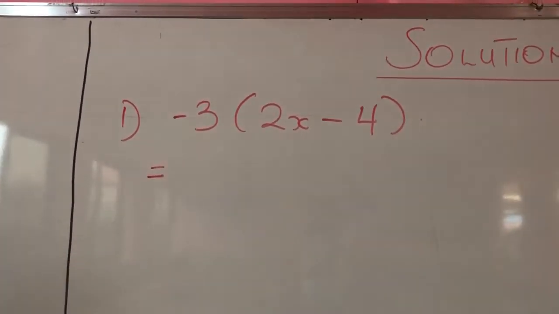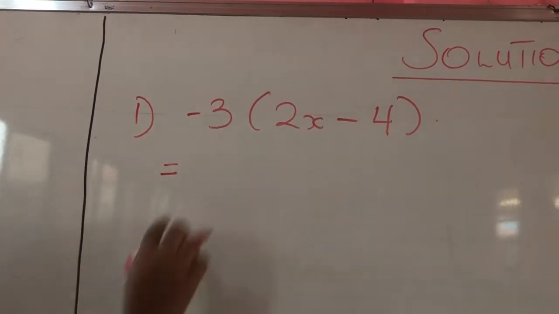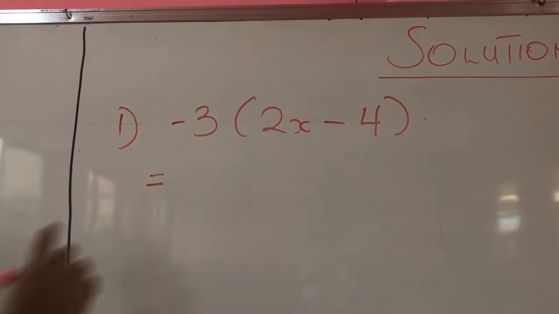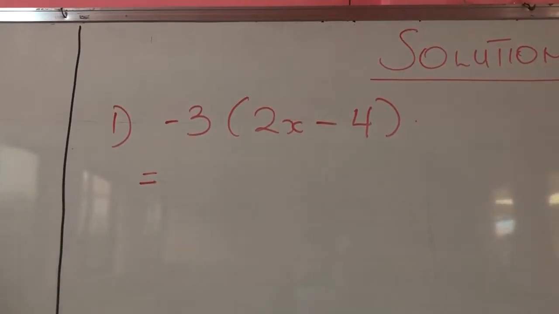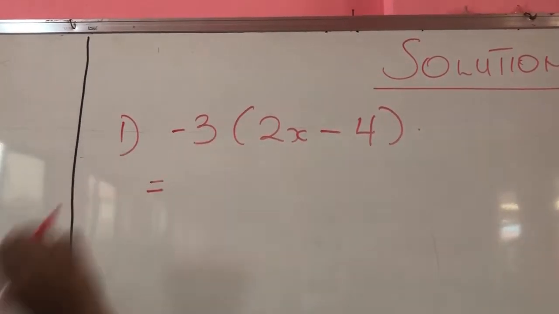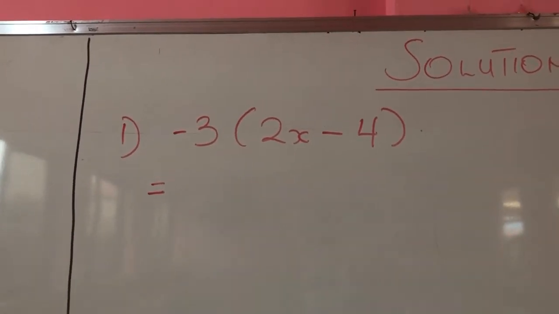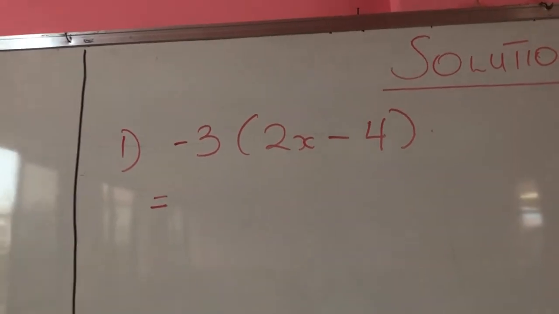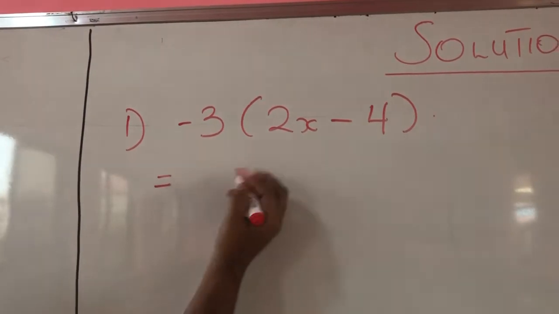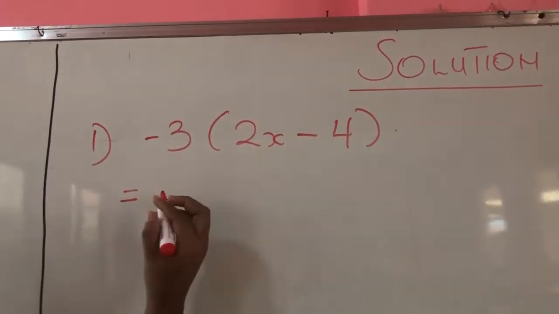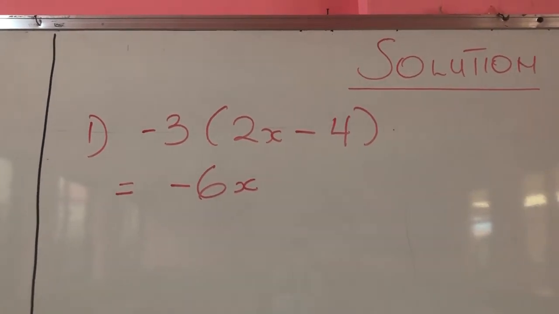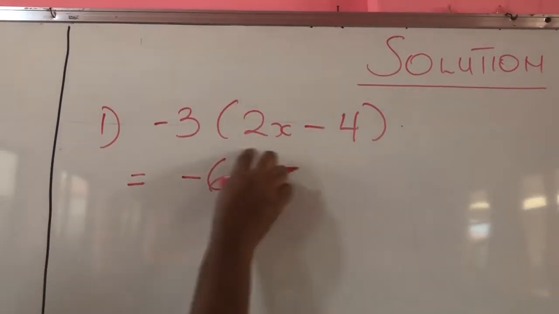So we start by expanding. So the first step, don't forget your is equal to. So the negative 3 here is multiplying the first member here, which is what? Positive 2x. Always remember, a negative number times a positive number will always give you a negative number. And there is a variable here. So negative 3 times positive 2x will give you a negative 6x.